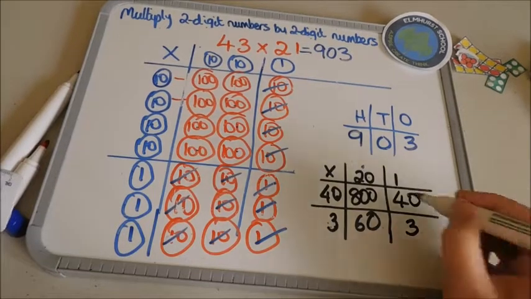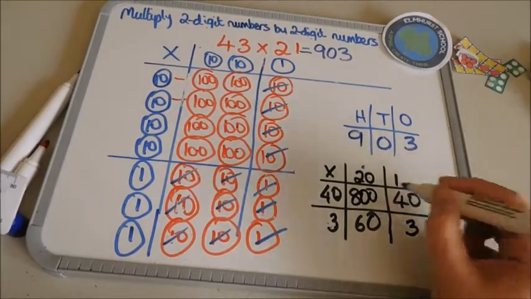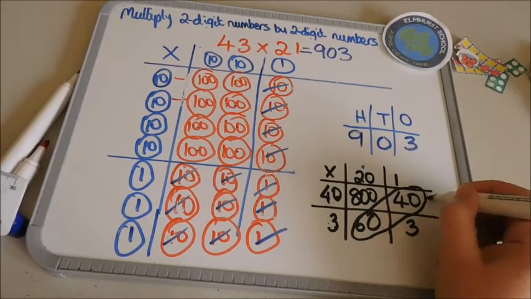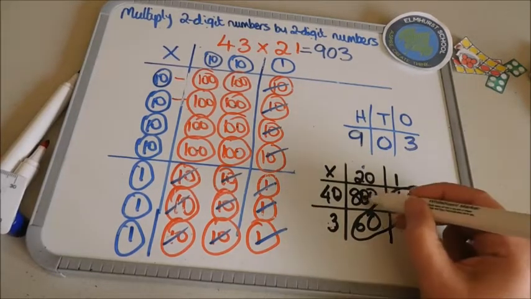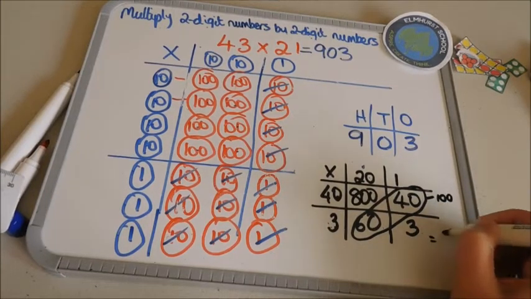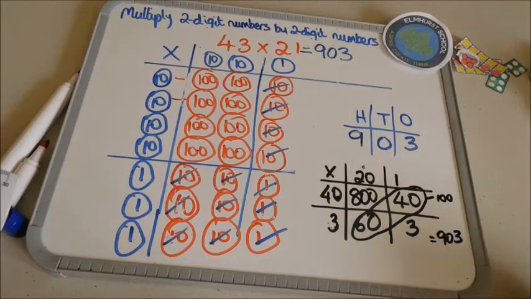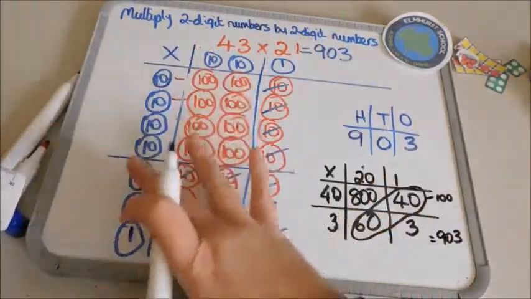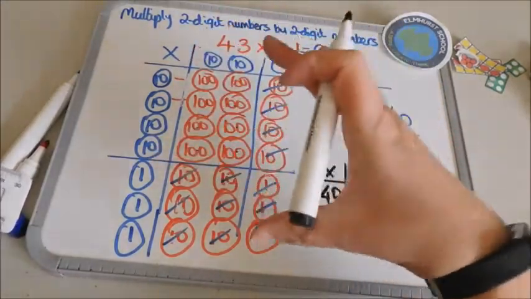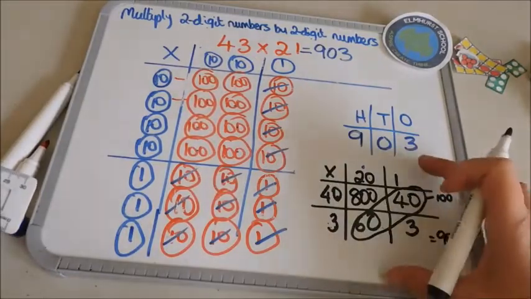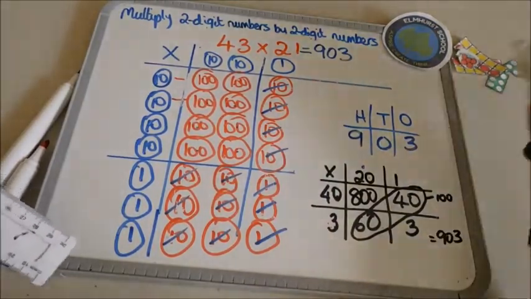Okay, and we can then add that up. So I've got 60 add 40 is 100, so I've now got 800 add 100 is 903. 903. There you go. So again, this is going to take longer, but it shows the understanding of how we break it down. When they're confident with this, then we can move them on to this as well.